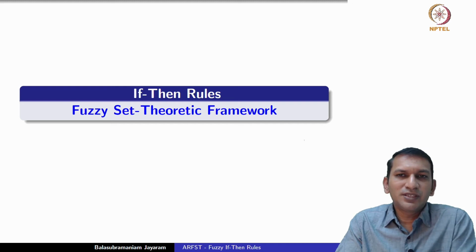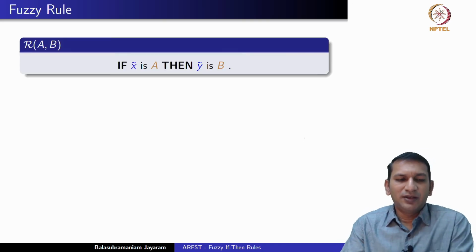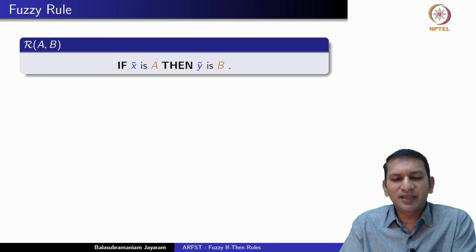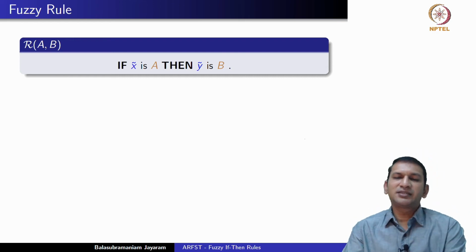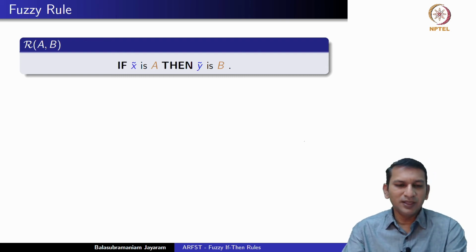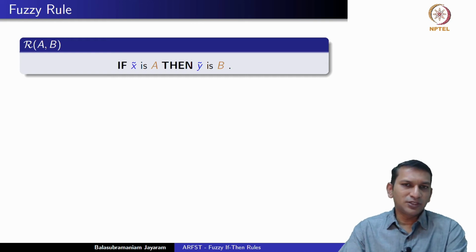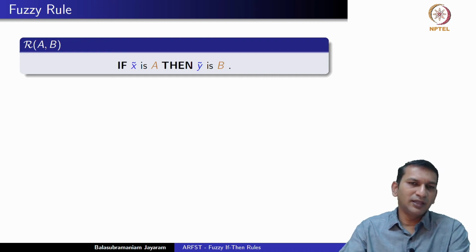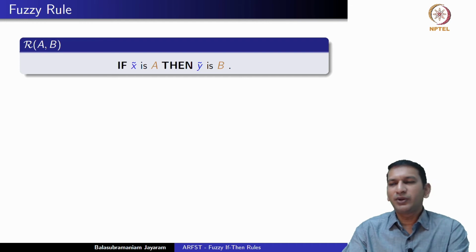Let's move to the fuzzy set theoretic framework. So a rule here would look like this. If x tilde is A, then y tilde is B. Clearly x tilde is A is a fuzzy proposition, y tilde is B is a fuzzy proposition. Typically we denote such rules by R of A, B, rules relating A and B. It is essential to keep only A and B in the notation, because x tilde and y tilde are actually quite clear from the context.